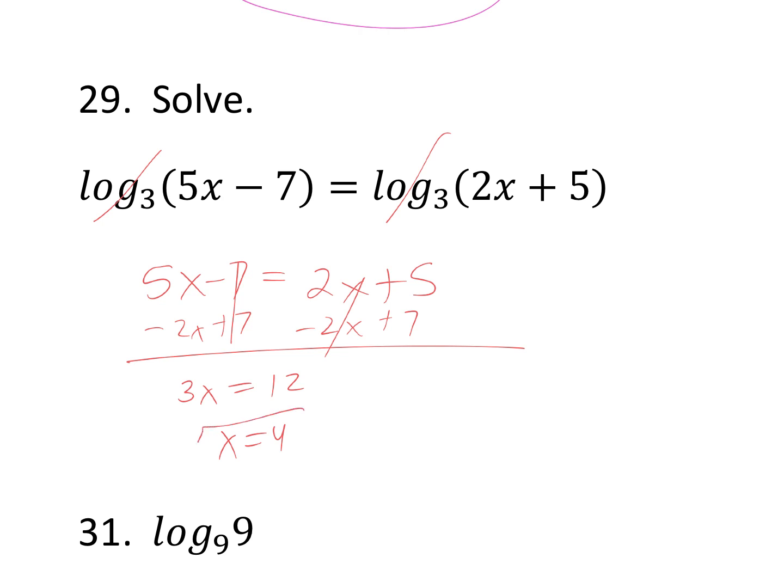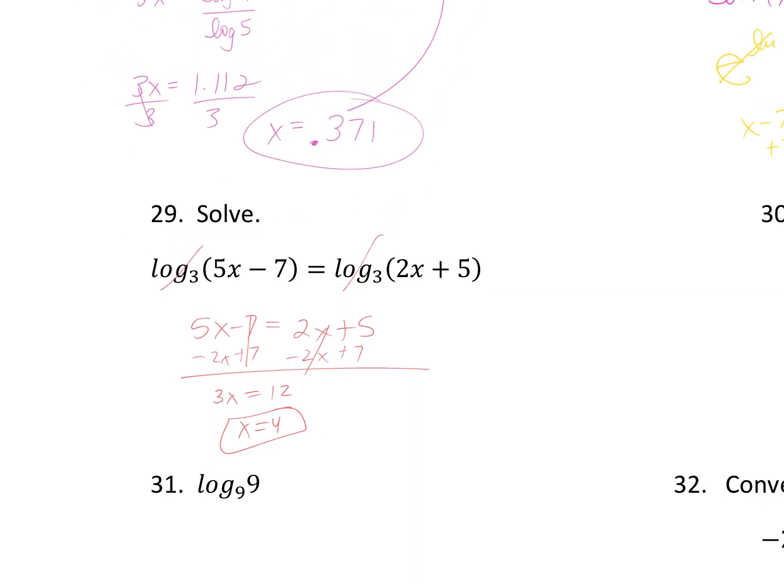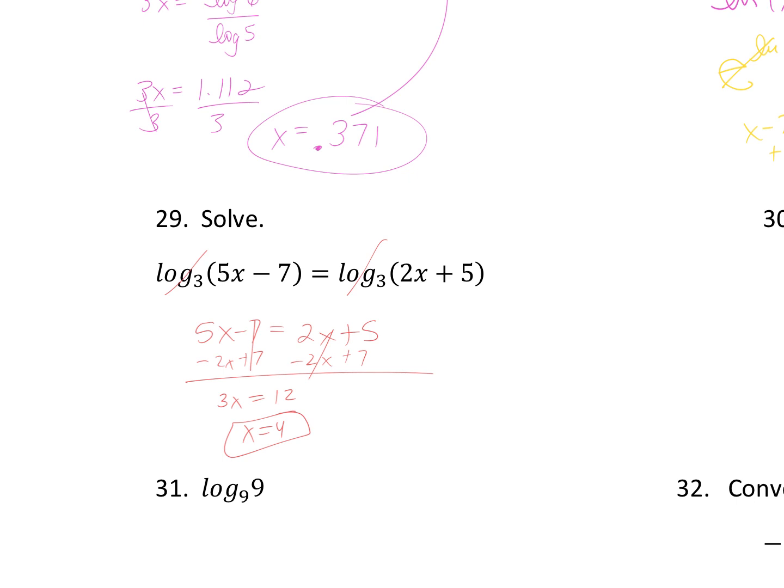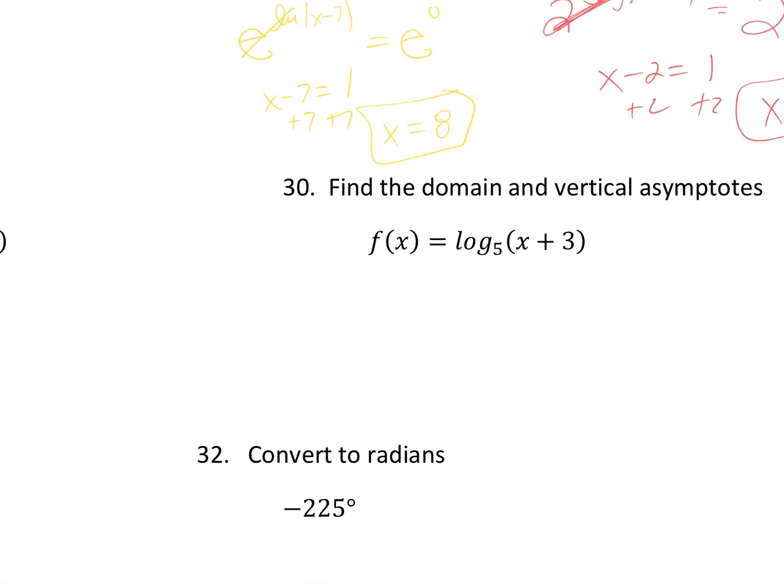Negative. I have to make sure that the number that I get does not make my parenthesis negative. If I plug 4 in, what's 5 times 4? 20 minus 7, we're good, right? On the other side, 2 times 4 is 8 plus 5, we're good? All right, your valid answer. You just cannot take the log or the natural log of a negative number.